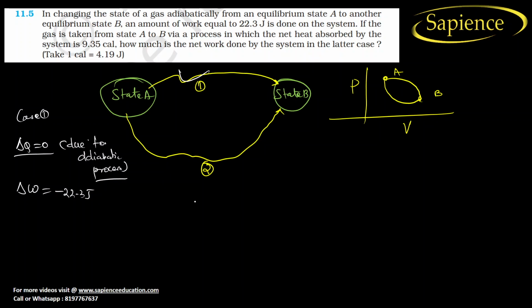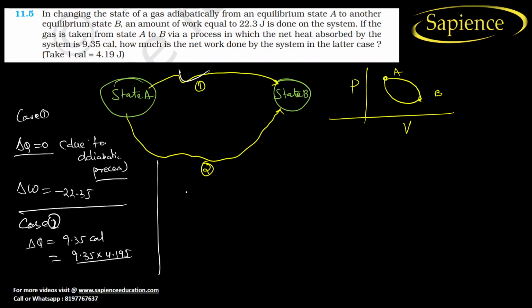So this is the case we are talking about. Now if we talk about case 2, they have not given whether it is an adiabatic system or not. But they have given the net heat absorbed by the system, that is delta Q. So this will be equal to 9.35 calorie. Why should we not keep it in calorie? We should convert it into joules. So 9.35 into 4.19 joule. I hope you have got the delta Q.